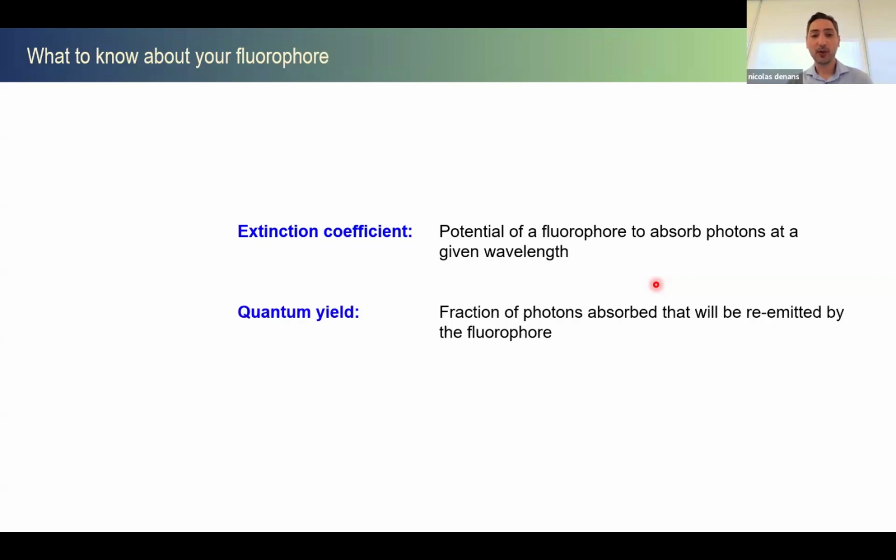Then the quantum yield. The quantum yield is the fraction of absorbed photons that will give rise to emitted light. So how good is your fluorophore at emitting light? And the brightness, which we hear a lot about, is basically the product of the extinction coefficient and the quantum yield. As I showed you before, the excitation light is going to be at higher energy and the emitted light at lower energy.